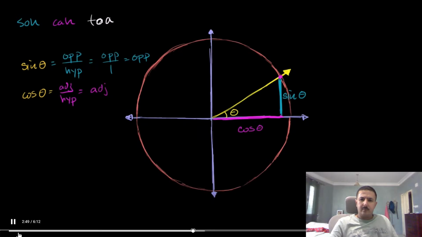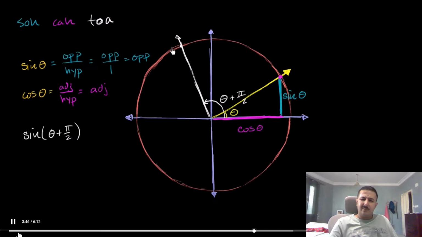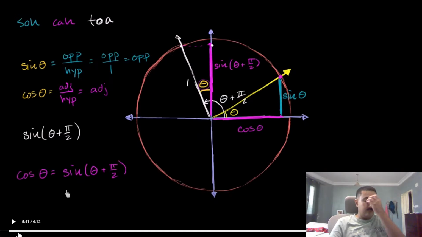But now let's do theta plus pi over 2, or theta plus 90 degrees. We know from the unit circle definition, the sine of this angle, which is theta plus pi over 2, is the y over here. Or another way of thinking about it, it's the length of this line in magenta. This right over here is the sine of theta. And this is the hypotenuse. That was pretty neat.